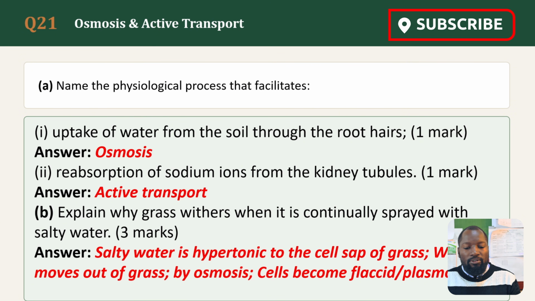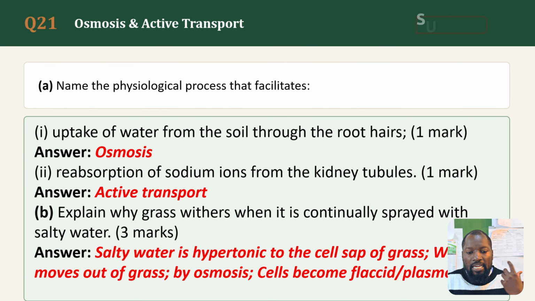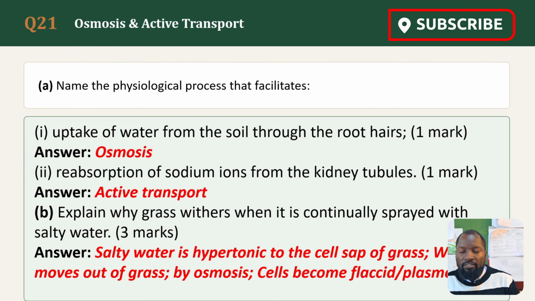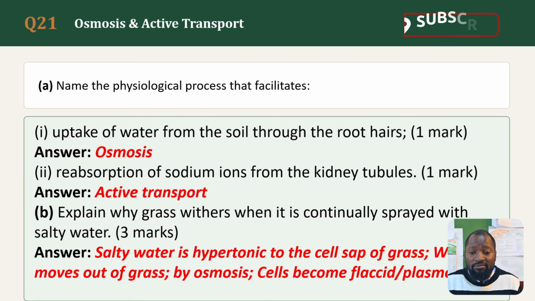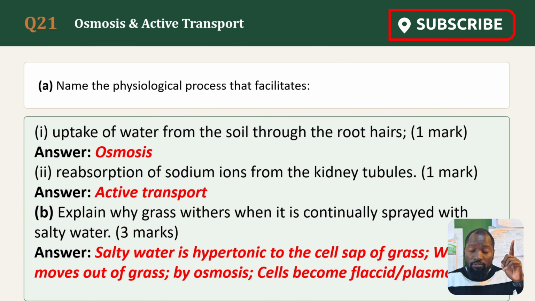Name the physiological process that facilitates uptake of water from the soil through the root hairs. The uptake of water from the soil, especially in plants, is done by osmosis. Reabsorption of sodium ions, that is Roman 2. Reabsorption of sodium ions from the kidney tubules is done by active transport. So uptake of water is by osmosis, but reabsorption of sodium ions from the kidney tubules is done by active transport.